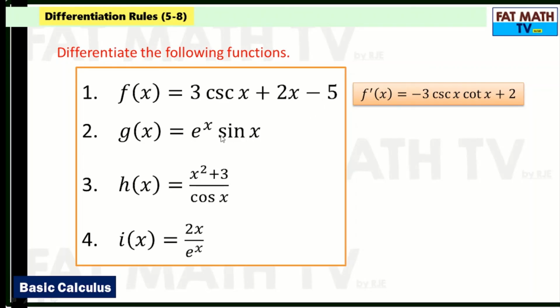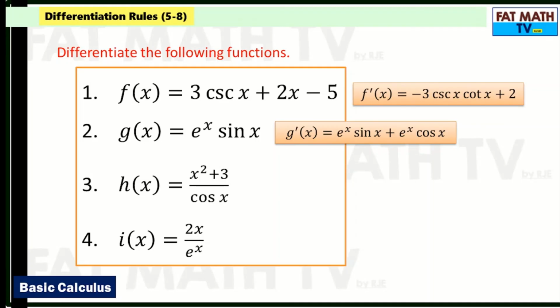Here we need to apply the product rule in number 2. So first, a derivative of e raised to x is e raised to x times the second sine x plus copy e raised to x, and then derivative of sine x is cosine x.